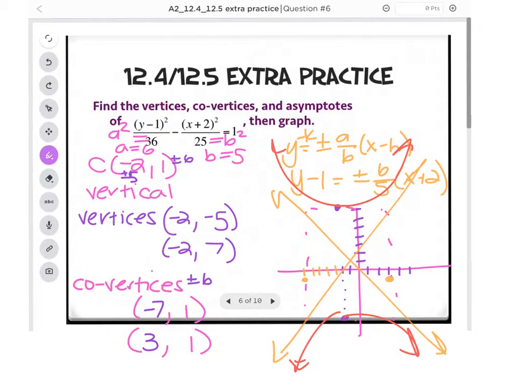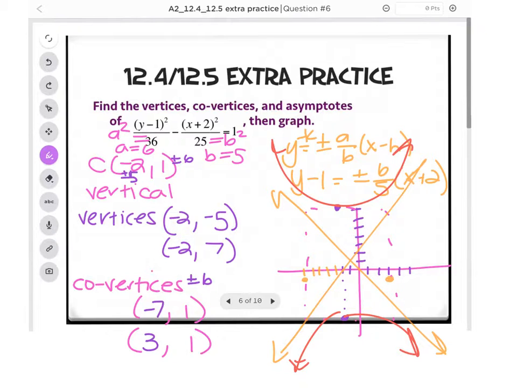All right, so the center this time shifted, negative 2, 1 would have been your center. The y comes first, so this is vertical. So for my vertices, I shifted the a value, but on the y coordinate because it's vertical. So I would have got negative 2, negative 5, and negative 2, 7 by adding and subtracting 6 from the y. And then the co-vertices would be the horizontal points from the center. So I left the y the same, and I changed the co-vertices by subtracting and adding the b to the x value, which is the negative 7 and 3.